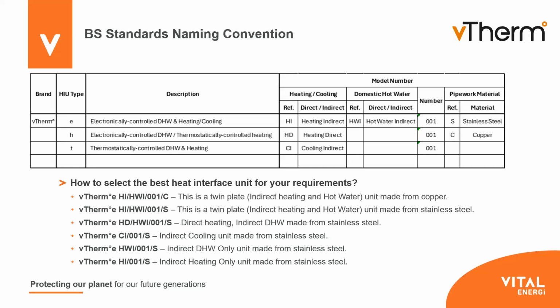And again, cooling indirect going through a plate. And then of course, hot water, domestic hot water, always indirectly going through some form of plate heat exchanger. And because we build both copper HIUs and stainless steel HIUs, we're then including the prefix C for copper and S for stainless steel. And I'll go into a bit more detail regarding the differences as well.